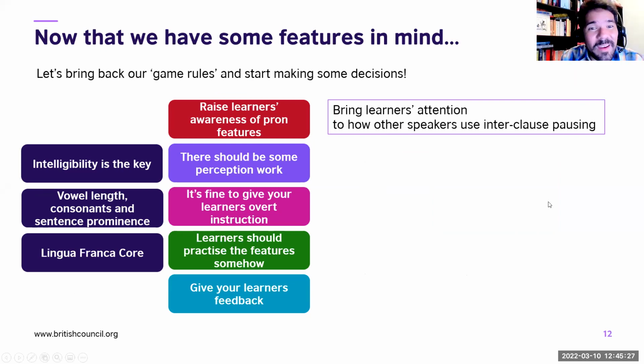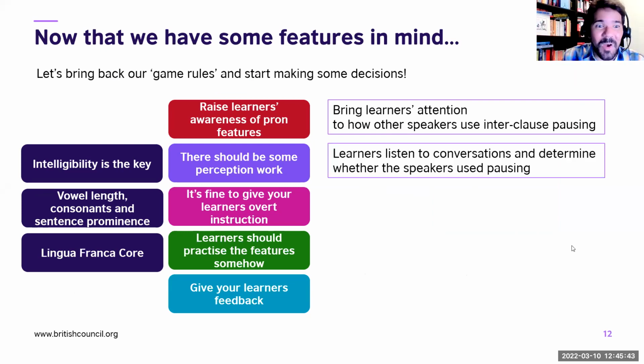So raise learners' awareness of pron features. Well, show them how other speakers do it. Bring a recording, show videos, do it yourself, get them to listen to each other. Whatever method you follow to raise your students' awareness is okay. Then learners listen to conversations to determine whether the speakers used the pausing. Notice that my fixation today is pausing, but this applies to any feature, any of the features we had before.